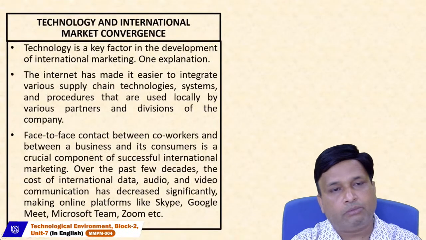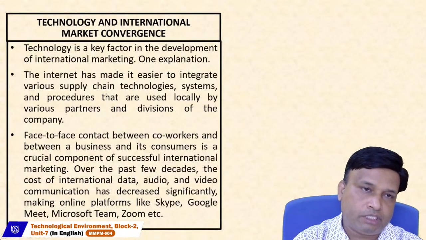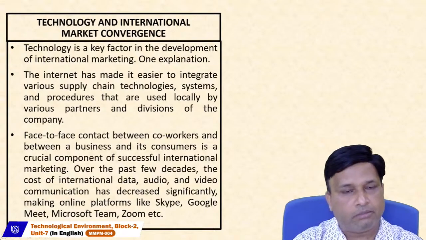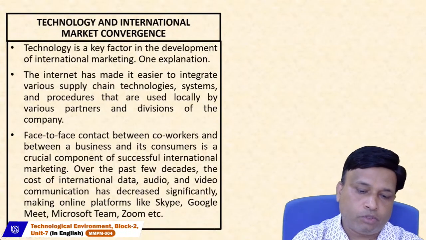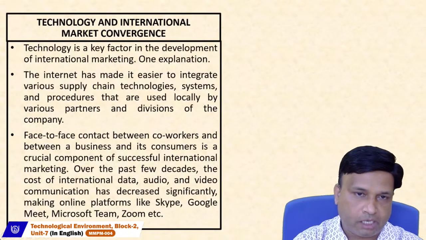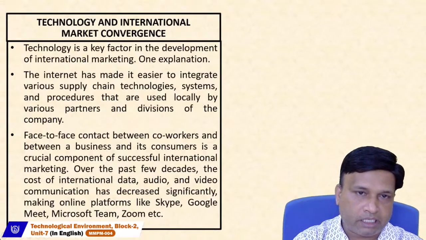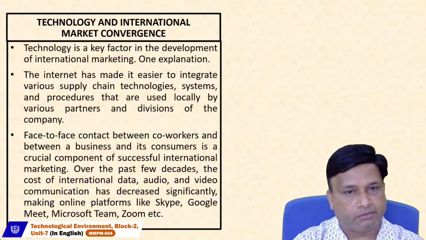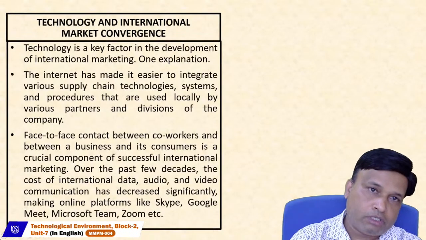Then we talk about technology and international market convergence. What is the convergence? Is it really making the world one village, one market because of the technology? That is the one thing of discussion. When you talk about the technology, technology is converging the whole global market into one market. How? Because technology is the key development in international marketing. The internet has made it easier to integrate various supply chains.